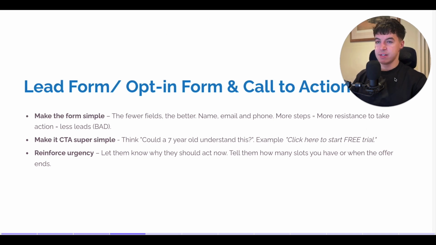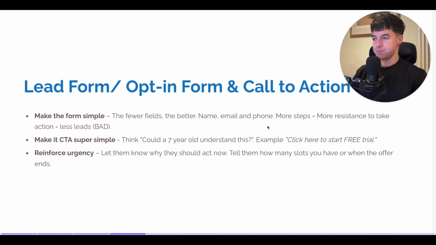And then secondly, the last essential element is a lead form or an opt-in form, and then a call to action. So we basically need to give the people that are coming to our landing page an opportunity to pass over their information to us, and we can only really do that by having some sort of lead form or an opt-in form, whatever you want to call it. And then we also need a call to action to basically tell people this is where they fill out the information. This is how they turn themselves from a potential lead to a lead.